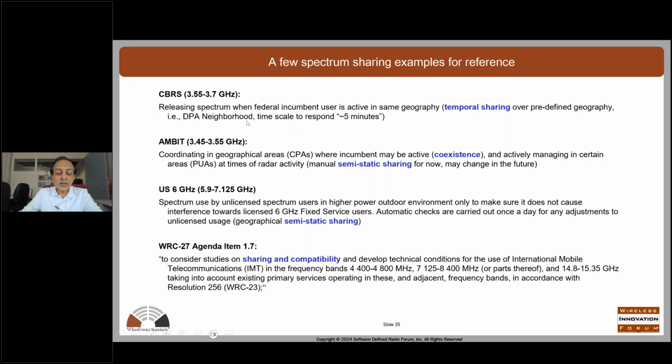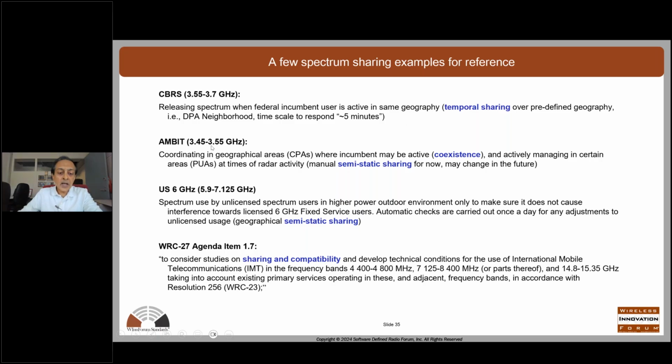When you talk about CBRS, right, what happens? The commercial system has to release the spectrum whenever a federal incumbent user is active in the same geography. So this is an example of temporal or time-based sharing over a predefined geography, which is the DPA neighborhood, right? And the time scale to respond is, say, about 5 minutes, as Andy mentioned. So as soon as the radars become active, the commercial system has to stop functioning using that particular channel within a span of 5 minutes. It is one example of sharing.